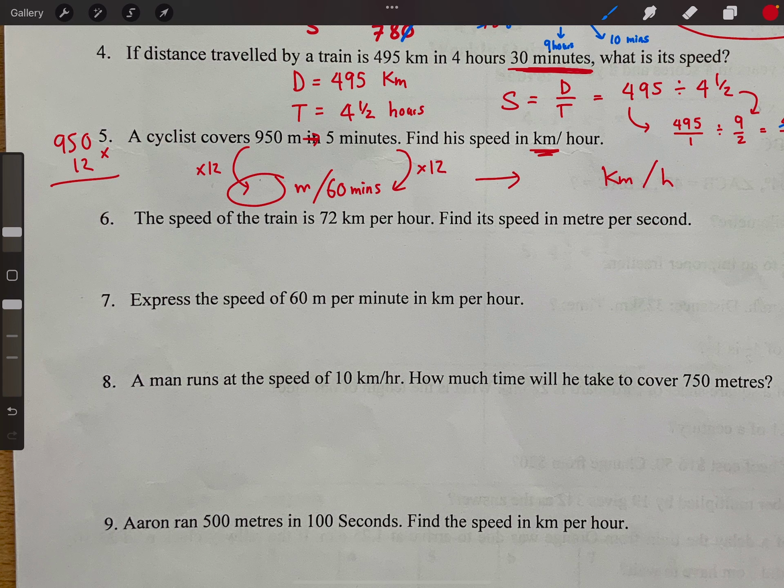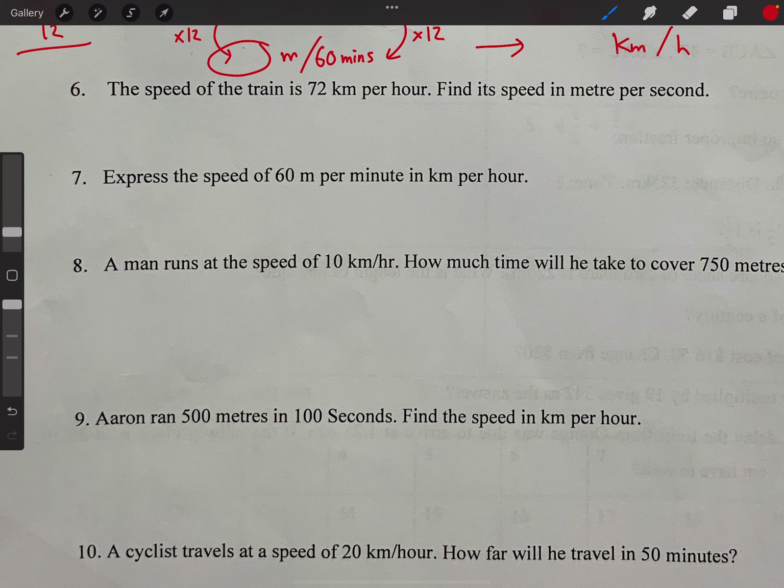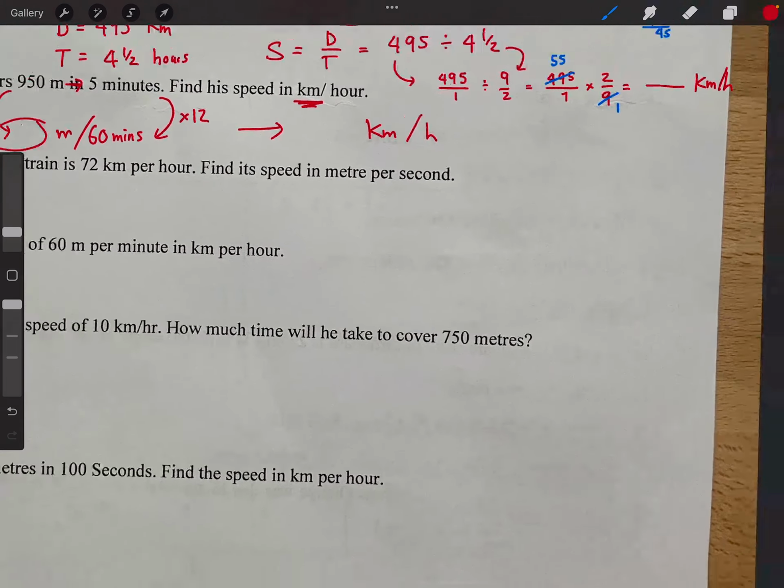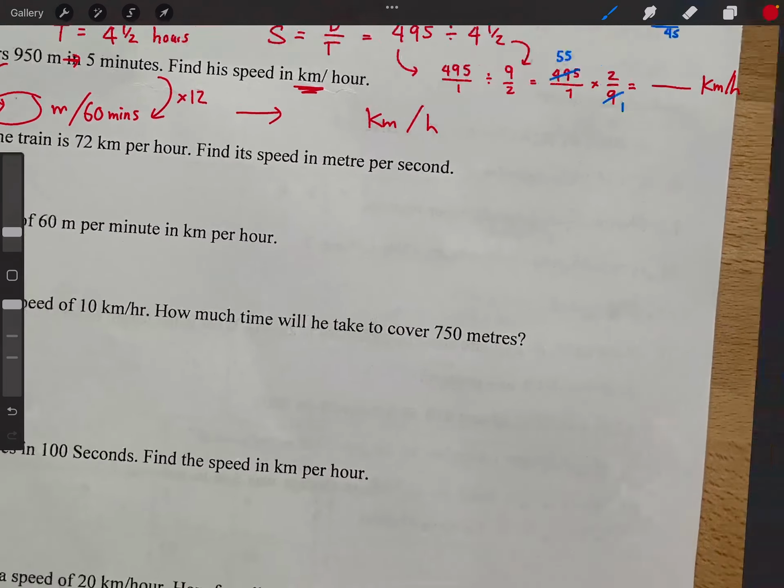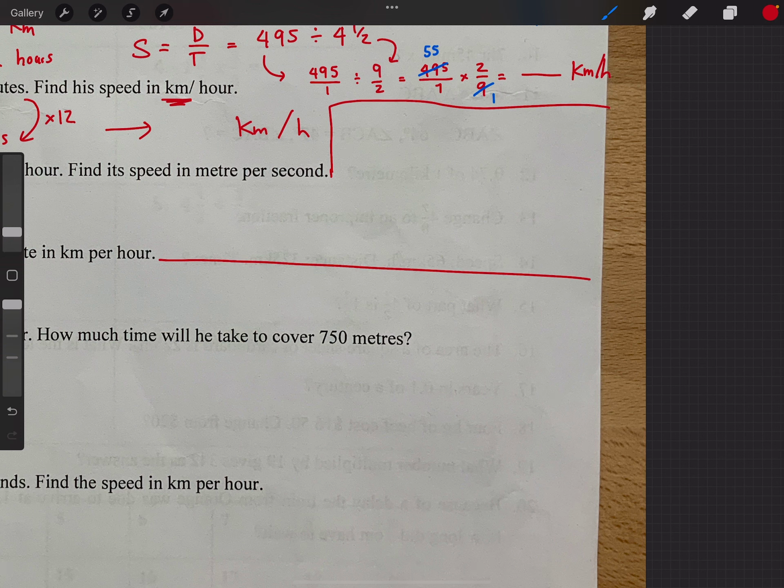Question 6. The speed of the train is 72 kilometers per hour. Find its speed in meters per second. Okay, so again, this one is 72. Let me just put a little border so we know we're dealing with this question. So 72 kilometers per hour. We want to find it in meters per second. So let's change this one into meters first. Remember, we had to multiply 72 by 1,000, so we put 3 zeros. This would be in meters.